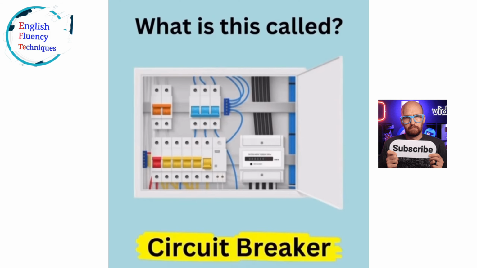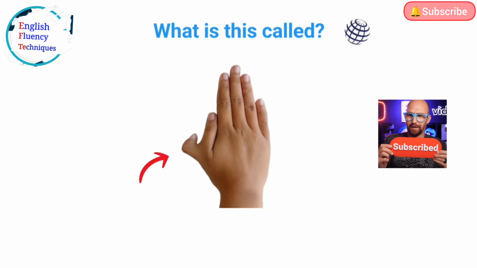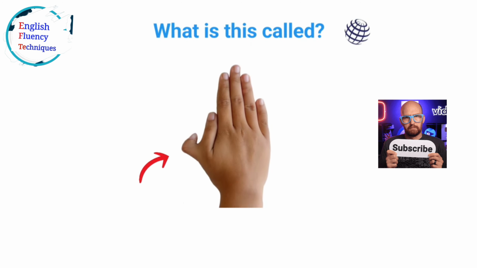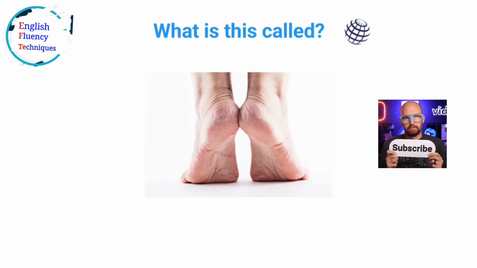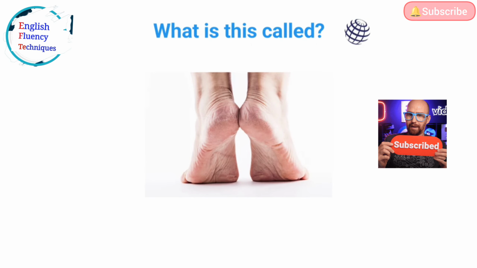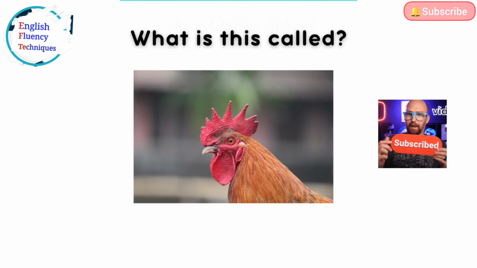What is this called in English? Circuit breaker. What is this called in English? Vitiligo. What is this called in English? Polydactyly. What is this called? Write in comment.